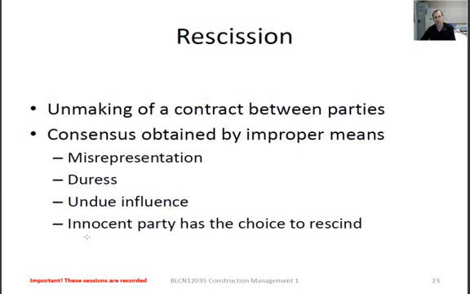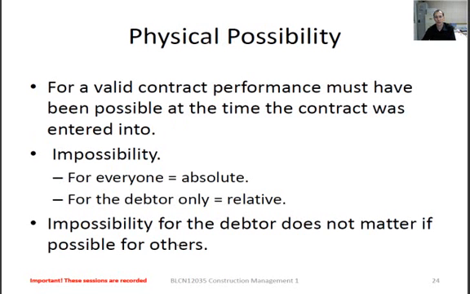Alright, and then of course there's our innocent party. They have the choice of what to do. They might also decide to move forward, keep the contract going at that point. Physical possibility. Remember our example of skyhooks. Is it a possibility to use skyhooks? No, it doesn't really work, and therefore it becomes impossible.